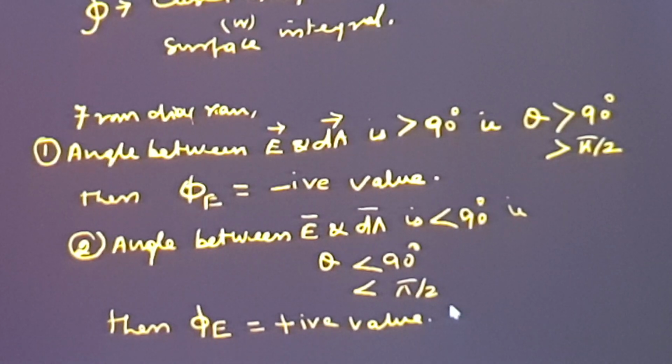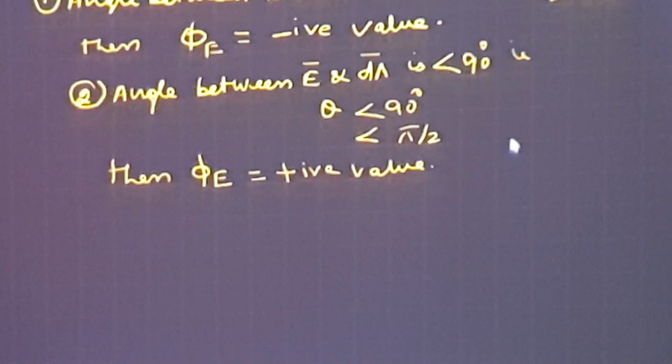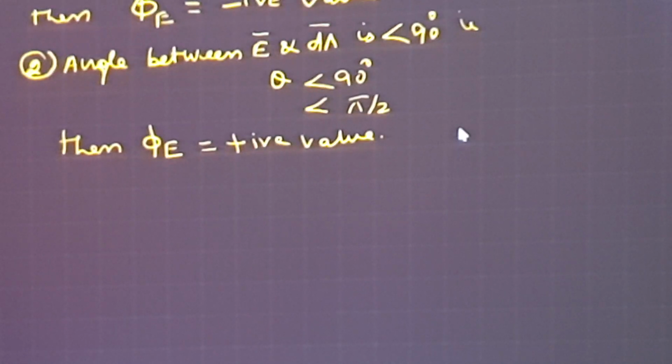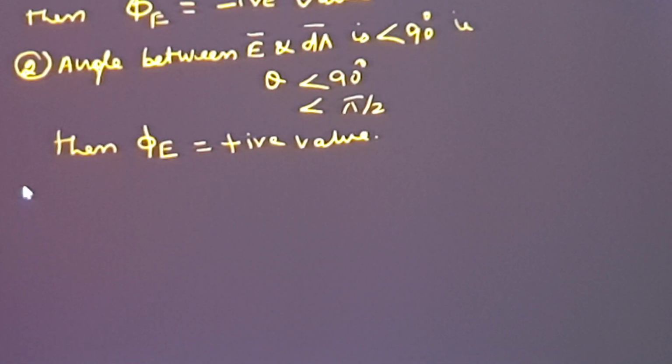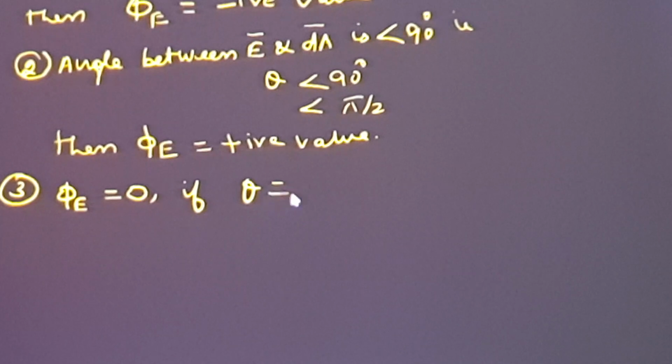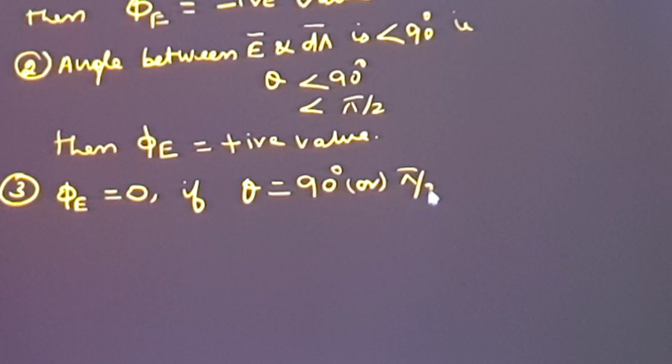Similarly, you can state the third one also, when the flux will be equal to 0. The third one, the flux phi E will be equal to 0 if the angle theta equals 90 degrees or pi by 2 radian. This is how we are able to calculate the value of flux in the case of a closed surface.